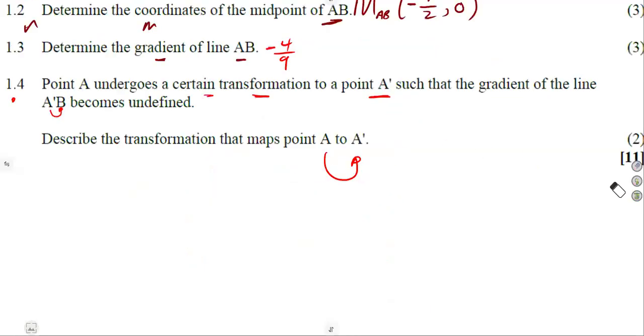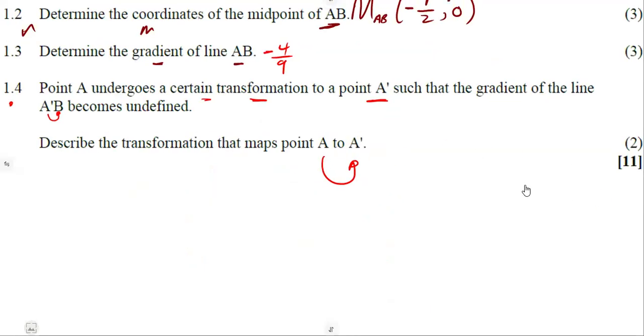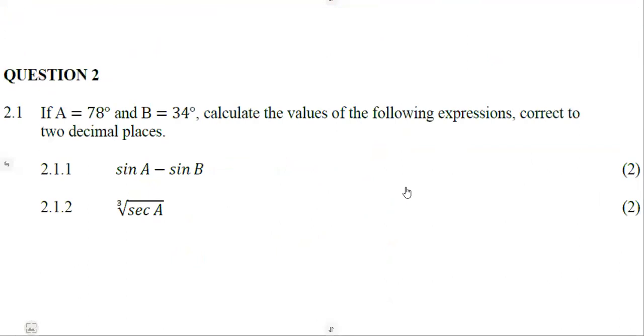That's it. Just like that. All right. So that is it on this one. We've got 11 marks. Just like that.